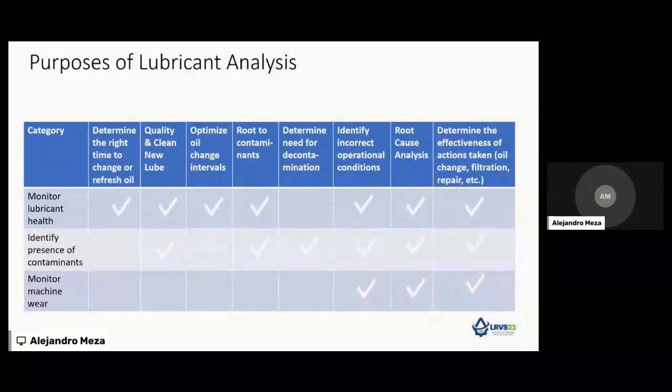What if we identified some abnormal conditions? We probably filtered the oil, we probably changed the oil. Well, I want to verify that everything is okay to continue running. Also, I can take a sample of a lubricant that I just changed in a machine, not to identify wear, but just to validate that the lubricant is in good condition and everything looks good, particularly if it's a critical equipment.